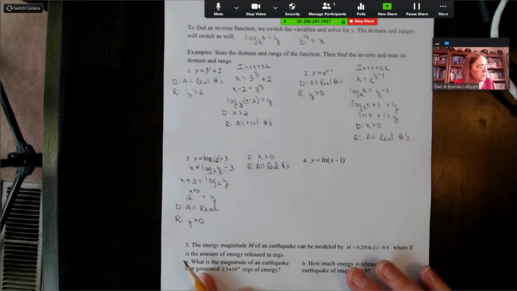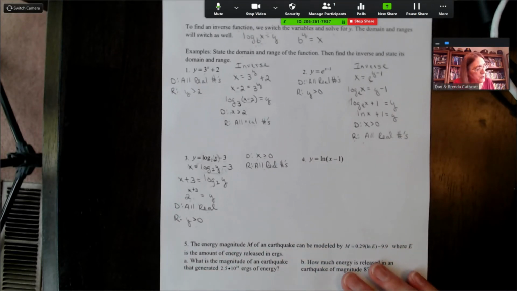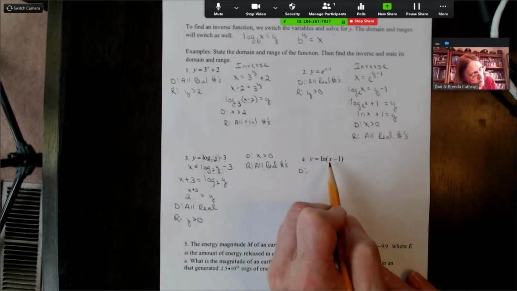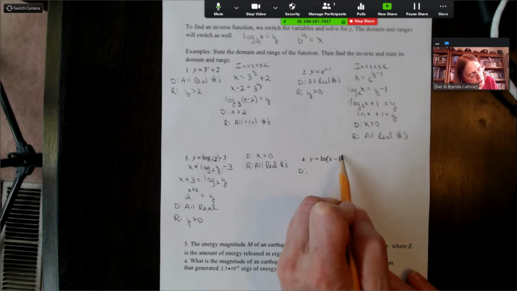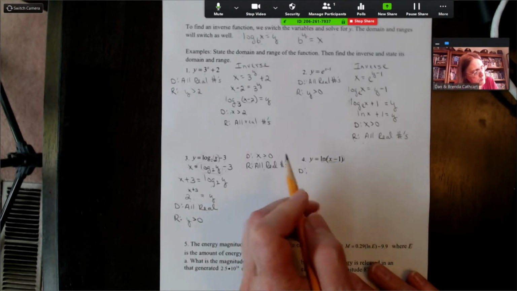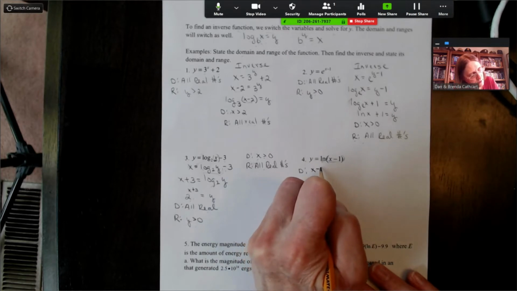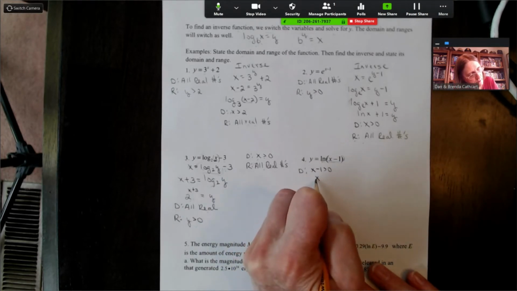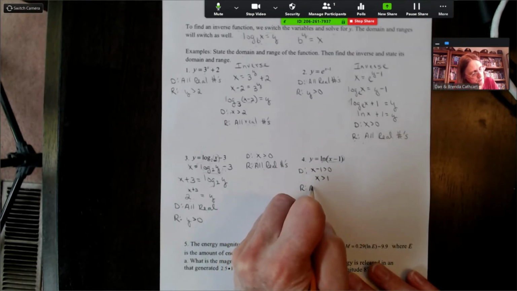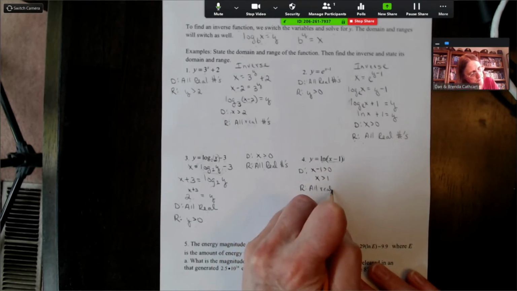Okay. Number 4, let's go ahead and find the domain and range of our log function. Our domain, the expression that we apply the log to, this x minus 1, has to be positive. So x minus 1 has to be greater than 0. So x has to be greater than 1. And the range is going to be all real numbers.